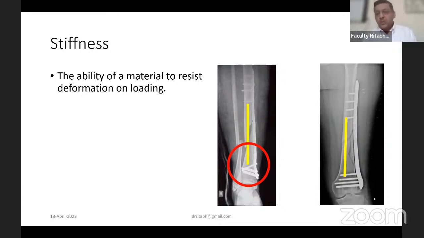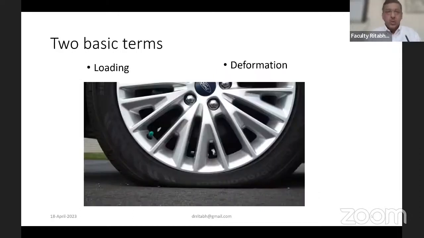So when we talk of the two words we have so far learned, loading and deformation, a classical example in real life is a car tire, which on loading, you see the tire has deformed. This is what usually happens in real life also, on a scale that is much less visible to the naked eye, but is appreciable by the biological cells and tissues, and their response over time is what we interpret on images.